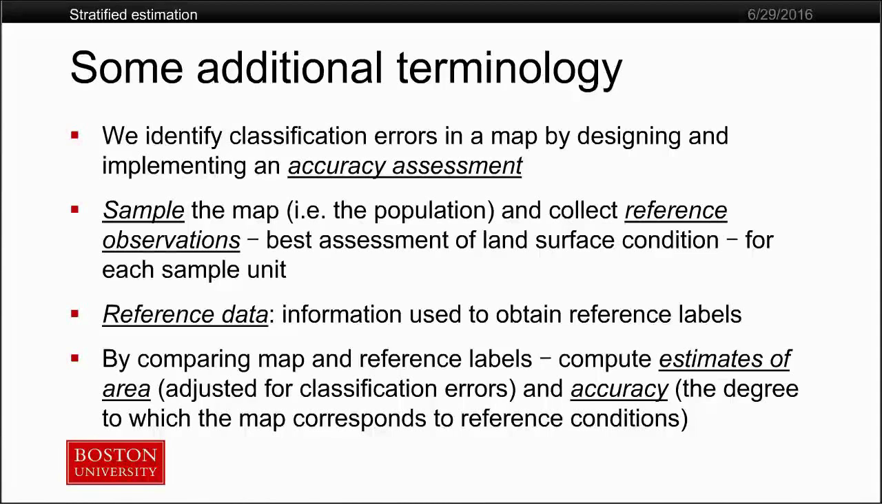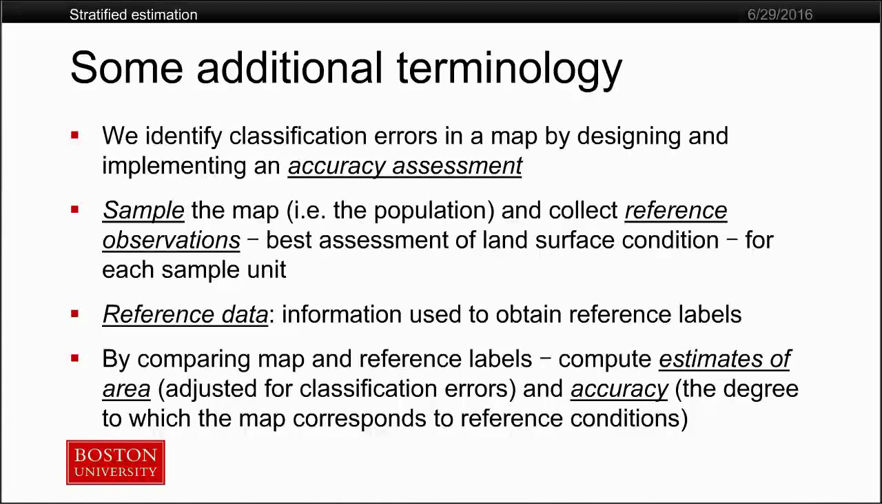And sometimes we already have a sample of reference observations in place. The best example of that would be a national forest inventory. We have the population, which is a country, and typically a systematic sample across the country, where skilled foresters visit each unit in this sample and collect reference observations of what is going on there. They actually go onto the ground to do that. So that's a sample of reference observations of very, very high quality.